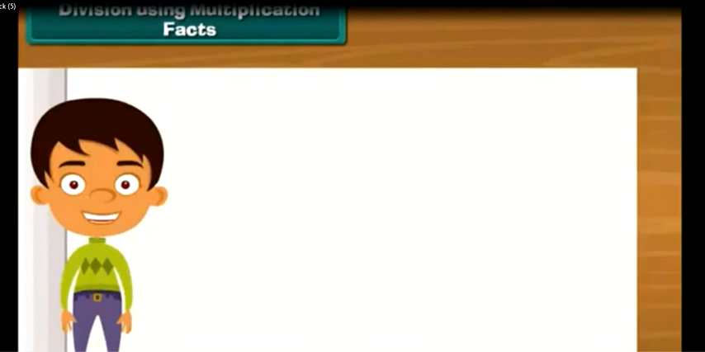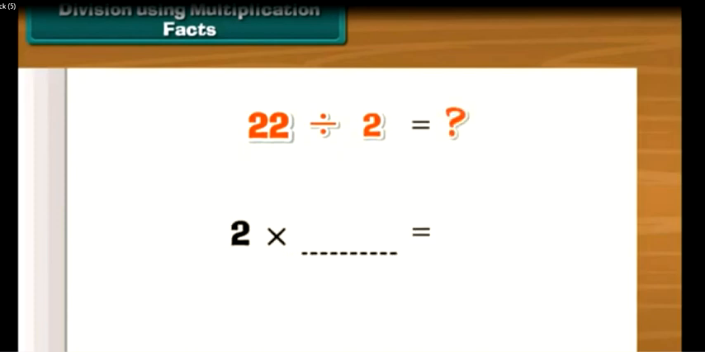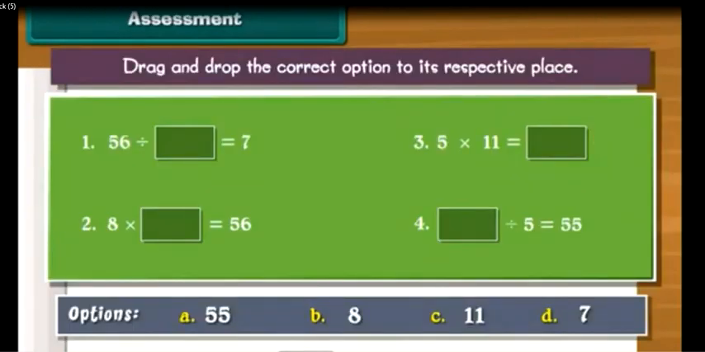Division using multiplication facts. Let us now divide numbers using multiplication facts. What is 18 divided by 3? We can write 18 in the following way. We know 3 multiplied by 6 is 18. So, 18 divided by 3 is 6. Similarly, 22 divided by 2 can be written as, we know 2 multiplied by 11 is 22. Therefore, 22 divided by 2 is 11. Self-assessment. Drag and drop the correct option to its respective place.